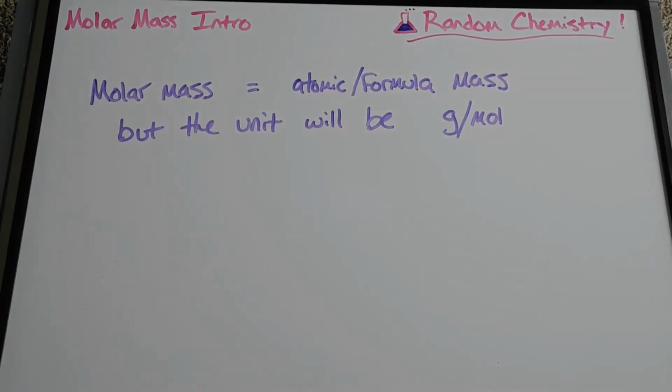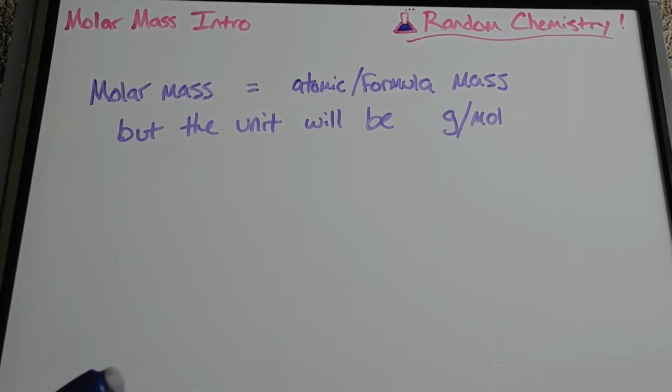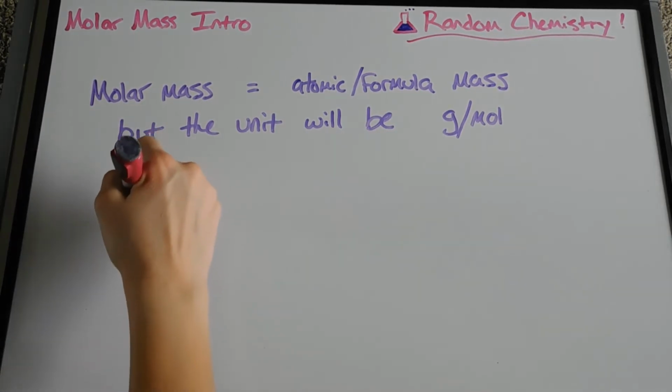Alright, so the molar mass is equal to the atomic or formula mass, but the unit is going to be changed to grams per mole. You can find the atomic mass, or the formula mass, by looking at your periodic table. So, let's do an example. Let's find the molar mass of sodium.